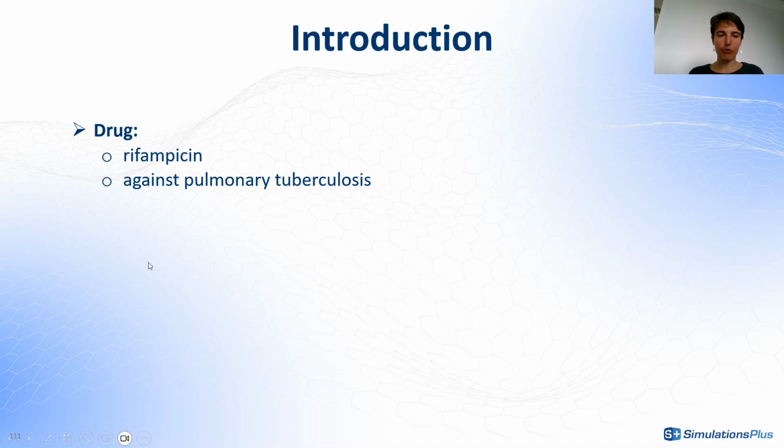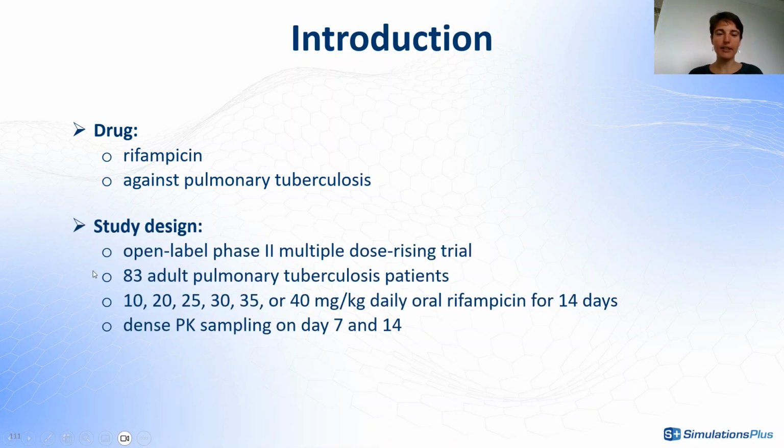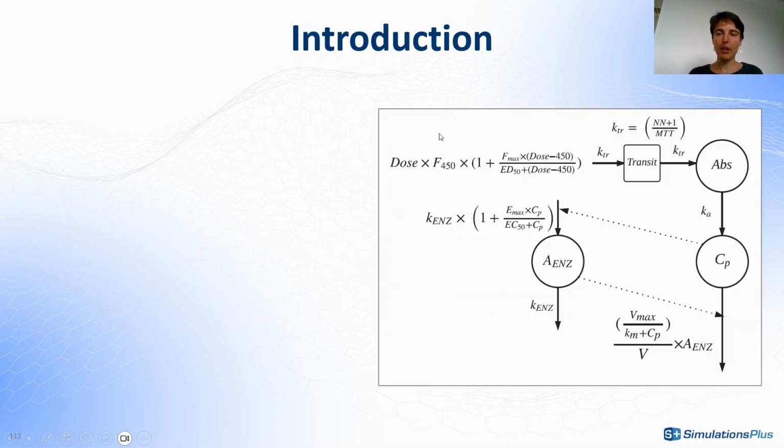So the drug is rifampicin that is used against pulmonary tuberculosis. It's an open label phase 2 multiple dose rising trial with tuberculosis patients that have received a daily dose over 14 days. And we have dense PK sampling at day 7 and day 14. The model is actually pretty complicated.